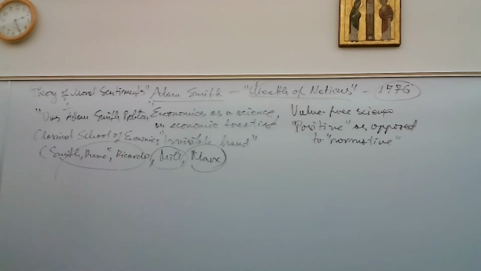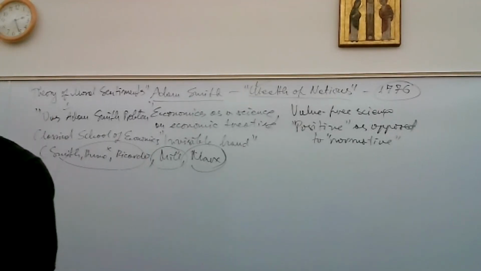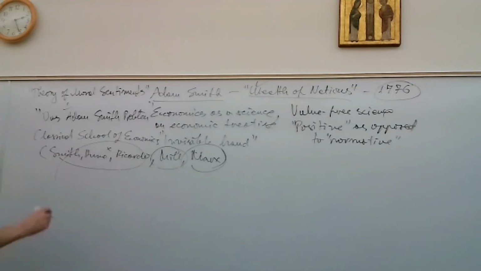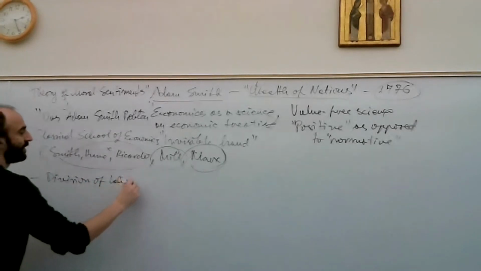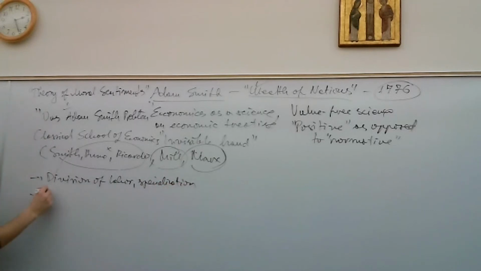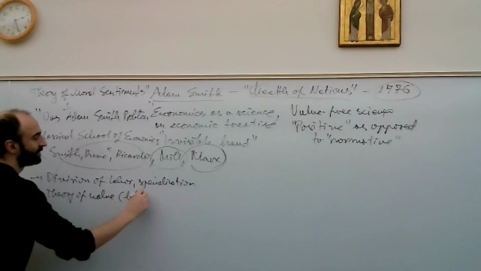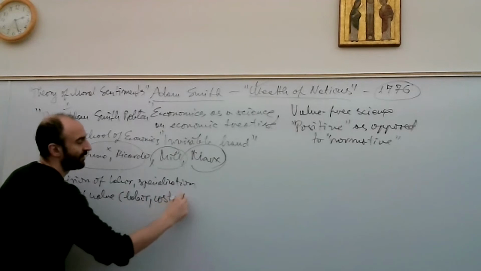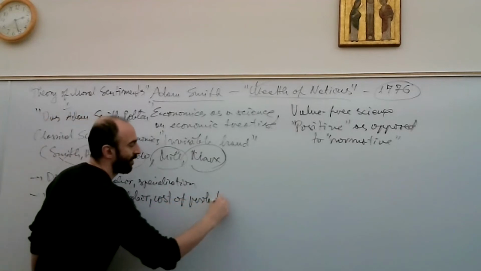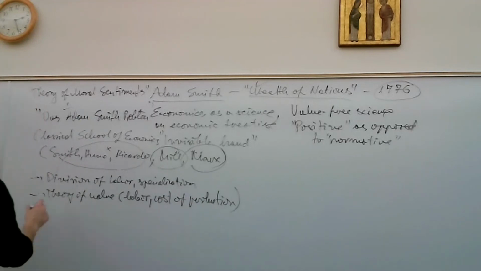The analytical content of the theory is the most important aspect. And what is this analytical content? A couple of seemingly very simple aspects. Division of labor, number one. Division of labor, specialization. Number two, theory of value. Labor theory of value and cost of production theory. And application of the division of labor to international trade theory.